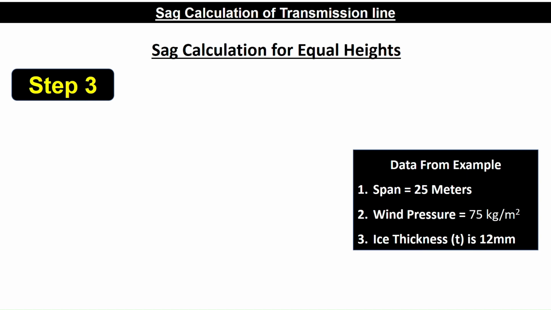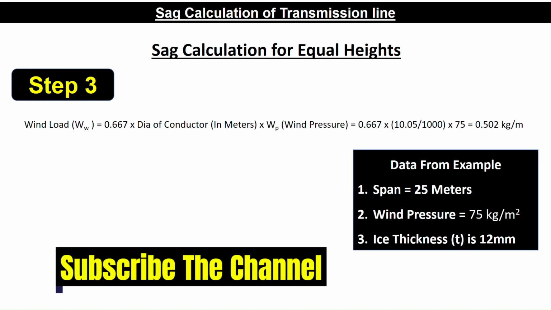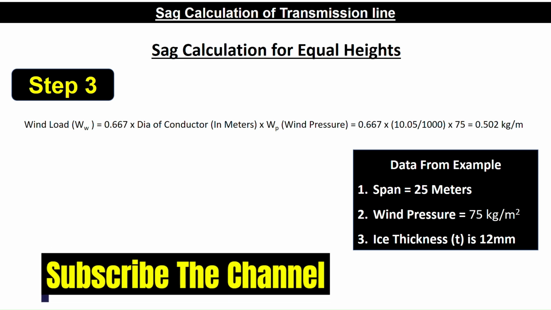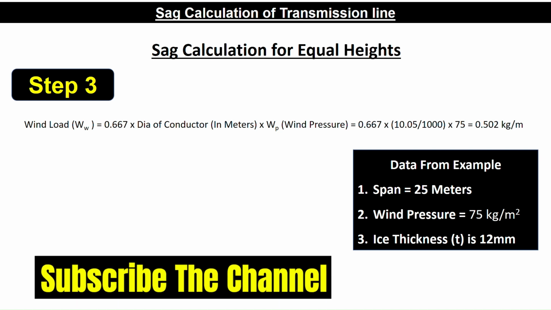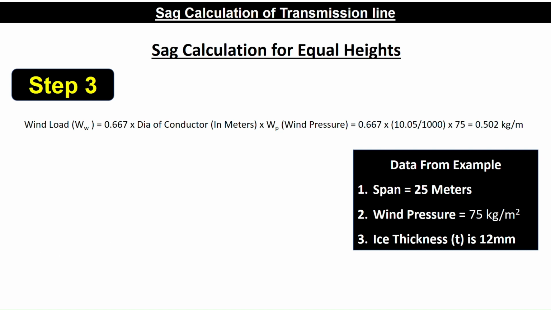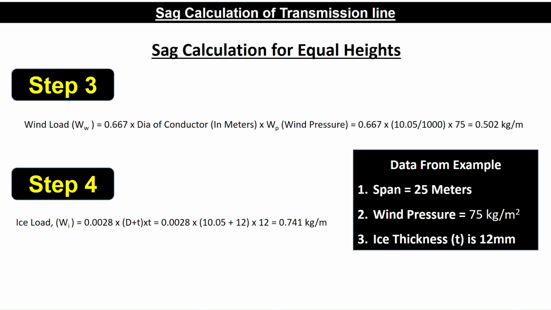Step 3, wind load is equal to 0.667 into the diameter of the conductor in meters into wind pressure, that is 0.667 into 10.05 divided by 1000 into 75, which becomes 0.502 kgs per meter. Step 4, ice loading WI is equal to 0.0028 into T into (D plus T), that is 0.0028 into 12 into (10.05 plus 12). Here the diameter is taken in mm. It becomes 0.741 kgs per meter.